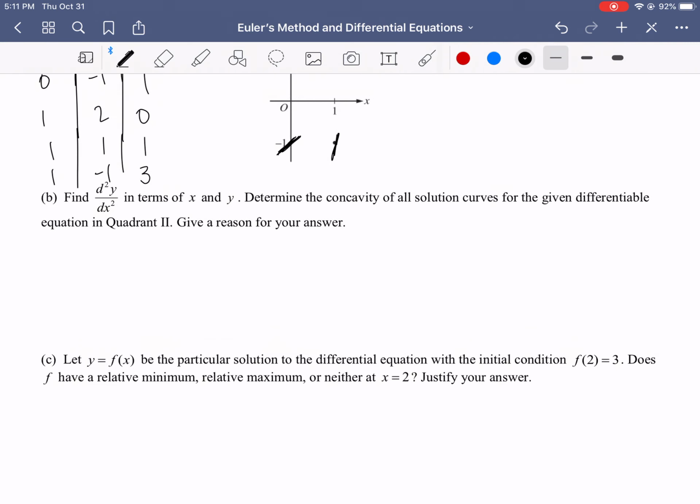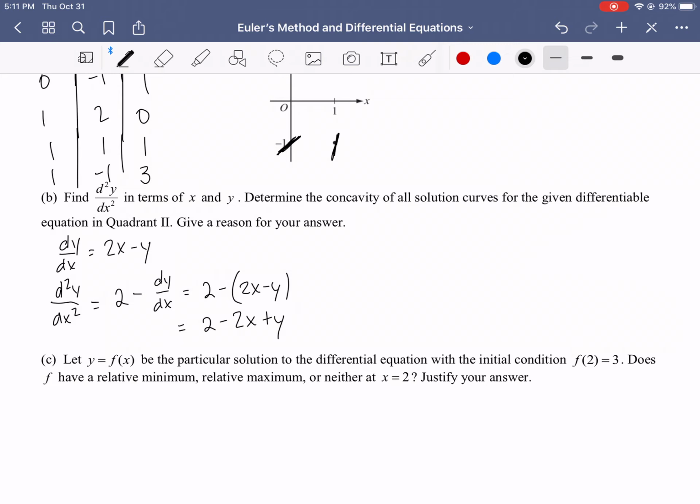Letter B, find the second derivative of y with respect to x in terms of x and y. Just for reference, dy over dx was equal to 2x minus y. The second derivative of y with respect to x, remember, we're taking the derivative with respect to x, so the derivative of 2x would be 2, and the derivative of y with respect to x would be dy over dx. Now, it wants the answer in terms of x and y, so I've got to replace dy dx with what it is, and so I get 2 minus (2x minus y), which if I distribute the negative is going to give me 2 minus 2x plus y.